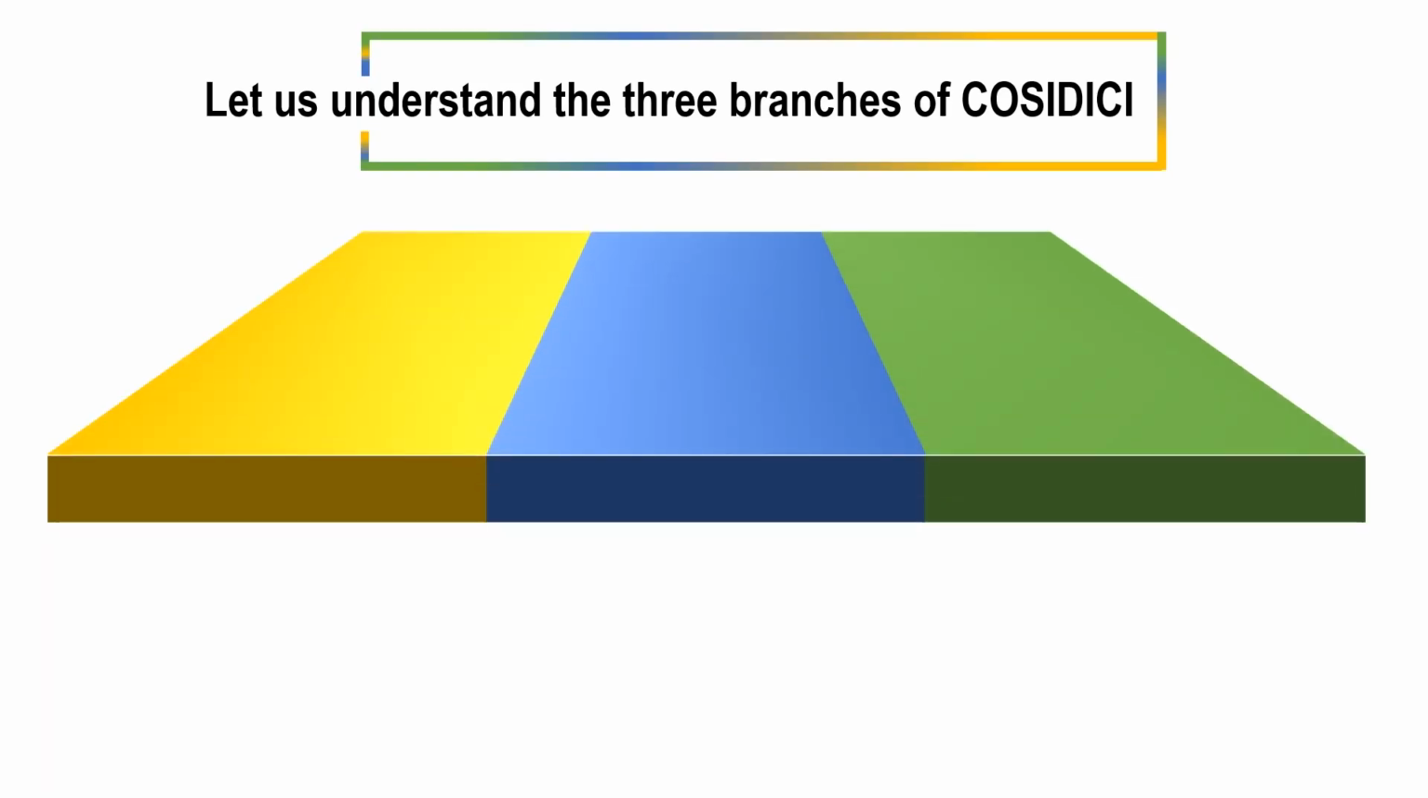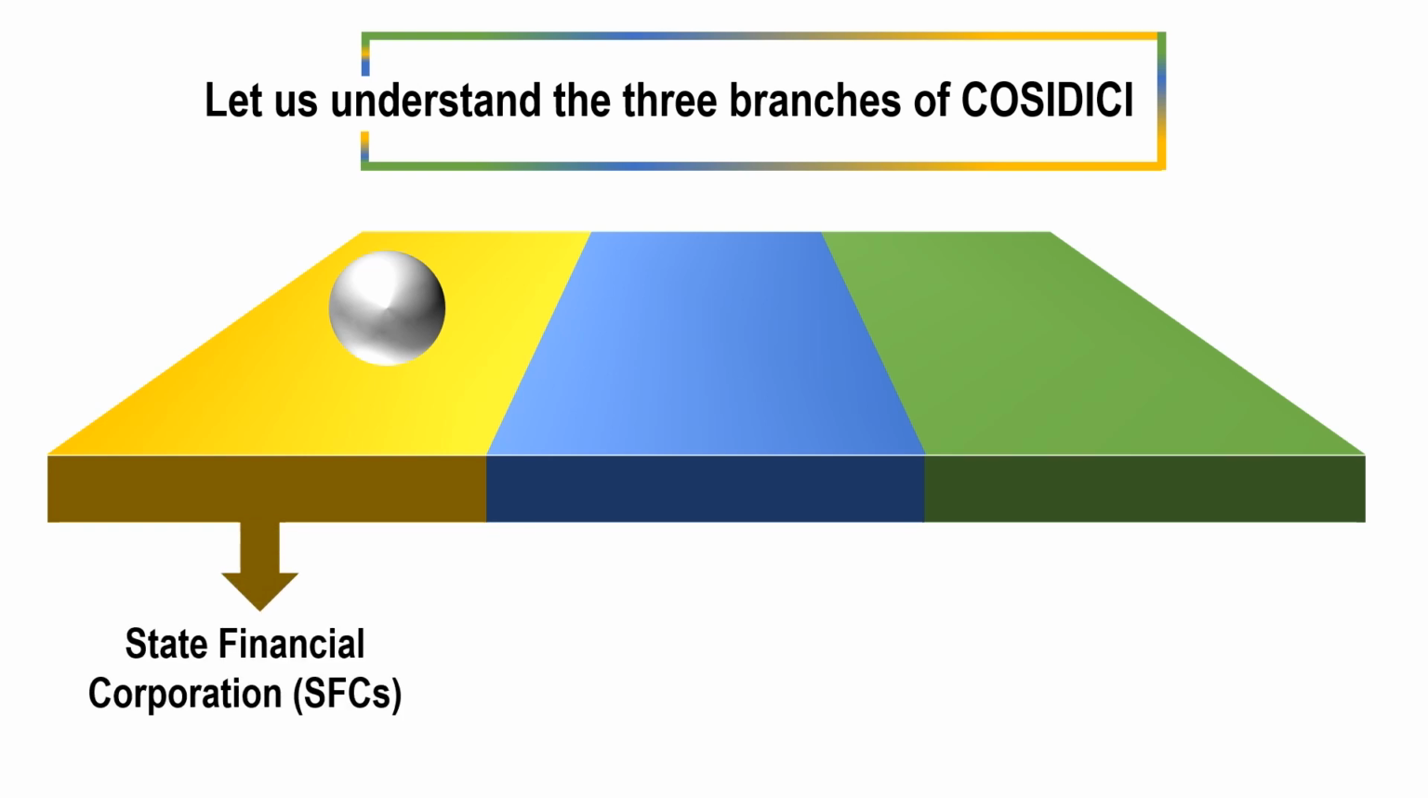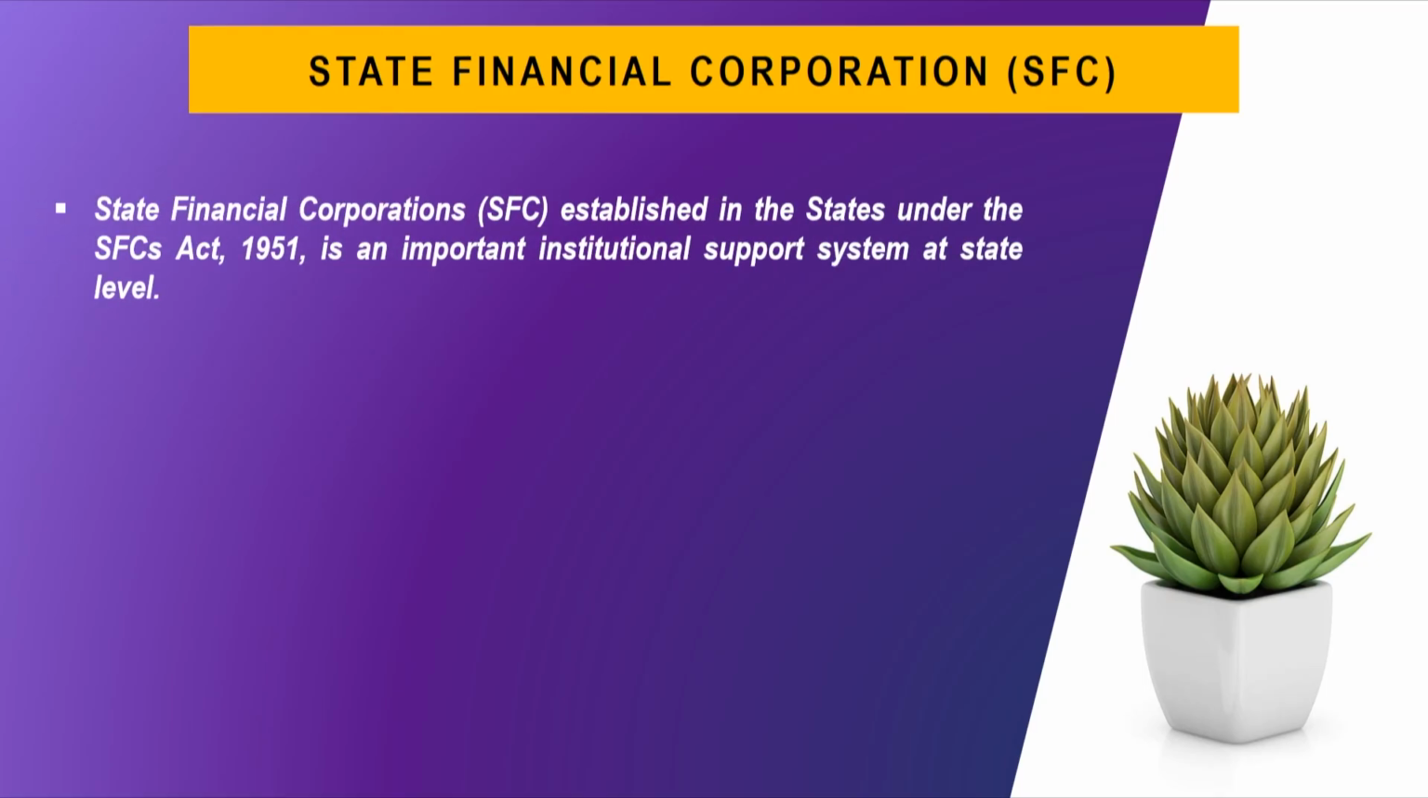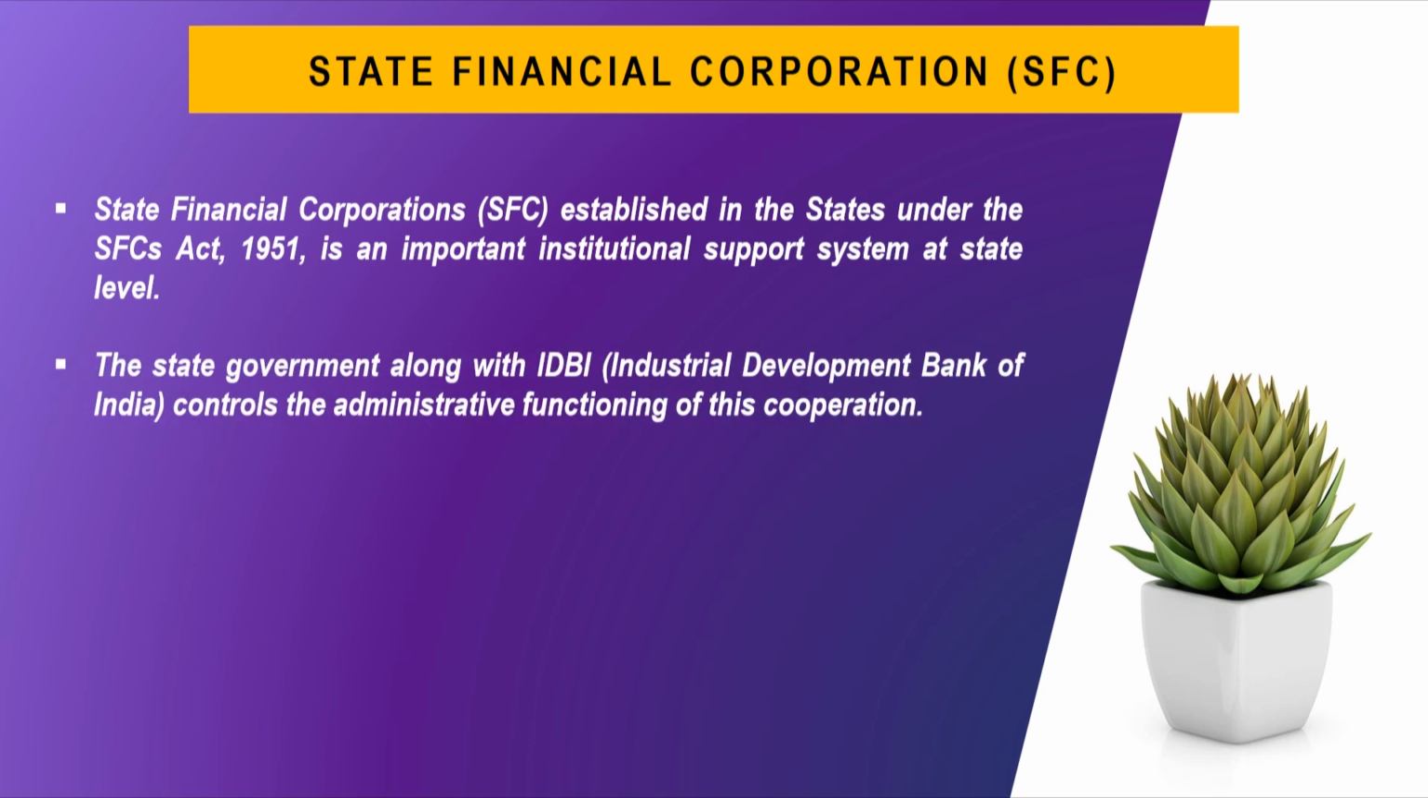Now, dear learners, let us understand the three branches of this institution. Let us first of all focus on the State Financial Corporation. State financial corporations established in the states under the SFCs Act 1951 is an important institutional support system which is prevalent at the state level. Now, the state government along with the IDBI, that is Industrial Development Bank of India, controls the administrative functioning of this corporation. That means it is under the control of that particular state.